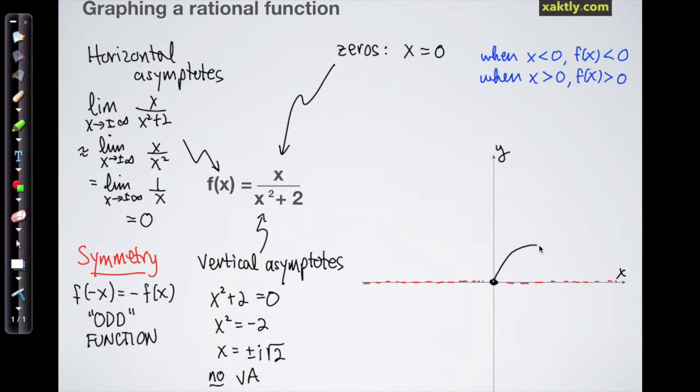So that's about all the information we need to sketch this graph. It's got to go through that 0. It can't live in the upper left or lower right quadrants. And it has to behave asymptotically as x gets large on both ends. So it really just has to look like this.